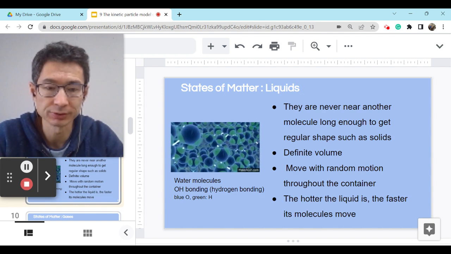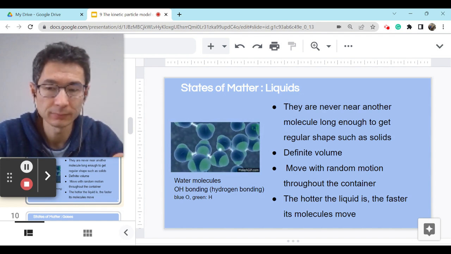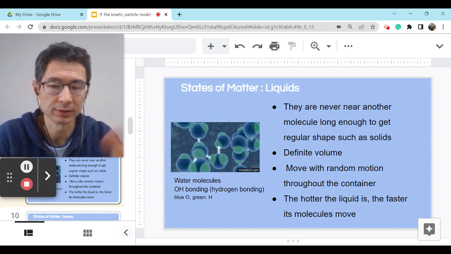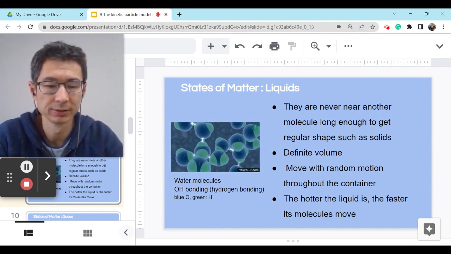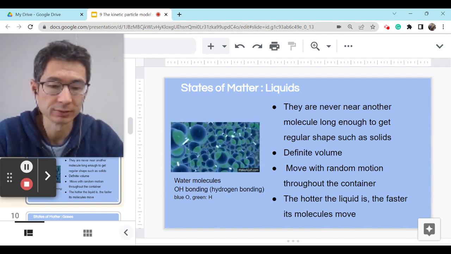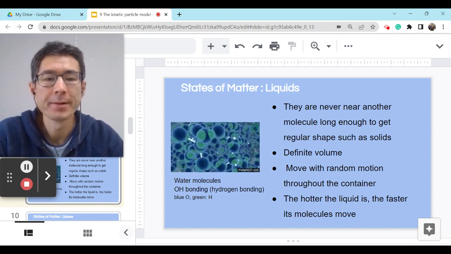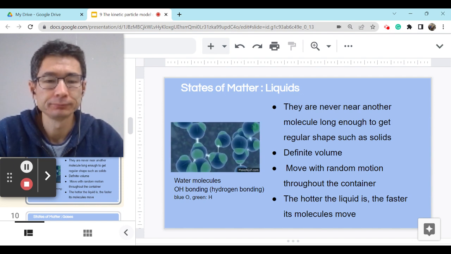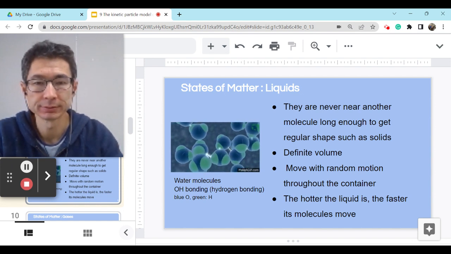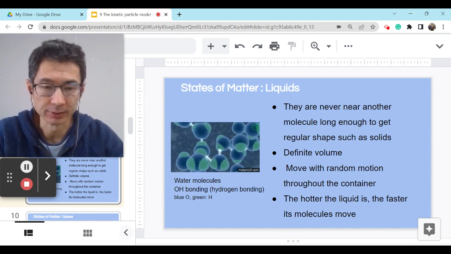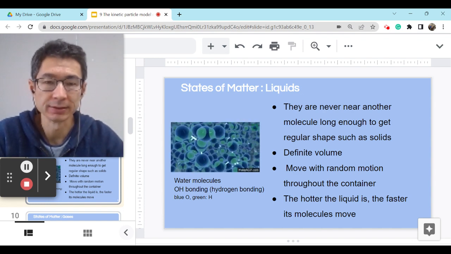They take the container's shape. Whatever container you put the liquid or the water in, they will take that shape. The hotter the liquid, the faster its molecules move. Okay. Hopefully I'm not forgetting anything. There could be other details, but these are the main details.